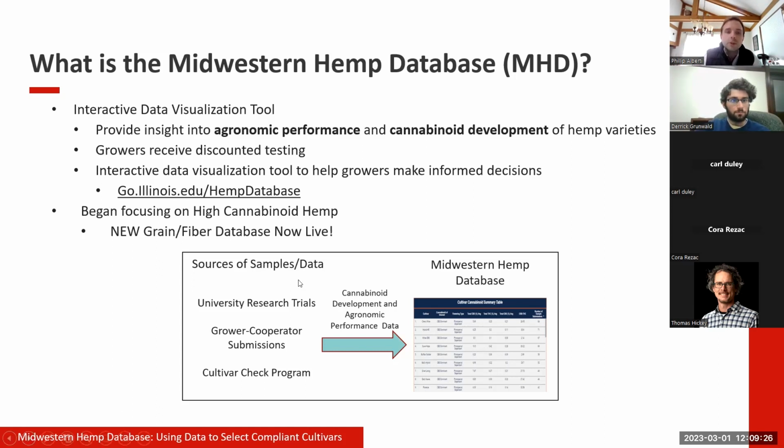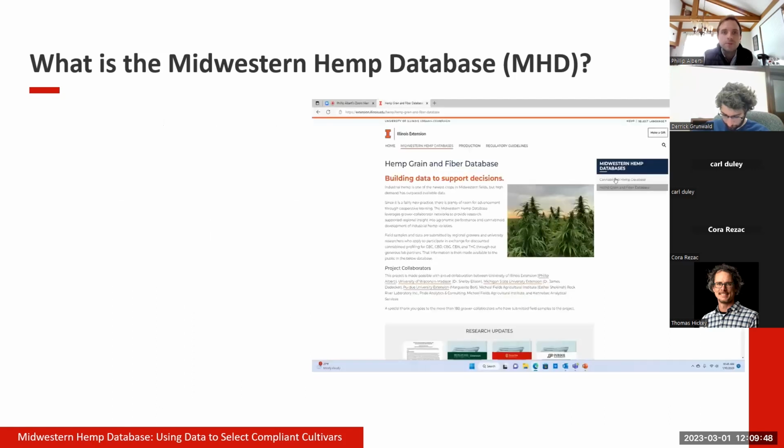But what's very important to understand is that all the data that comes into the database is coming either from university research trials, replicated trials, or grower cooperator trials who are working with us, as well as the Cultivar Check program, which is a series of grower cooperator variety trials. We'll talk more about that. But all of this data gets put into the database and is available for the public.